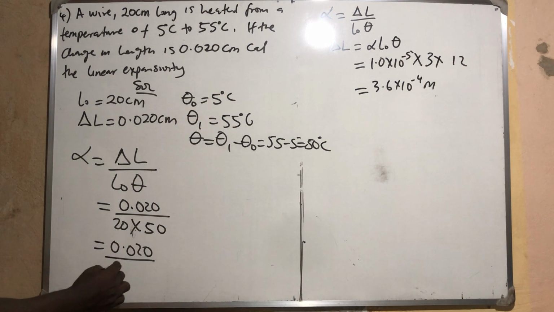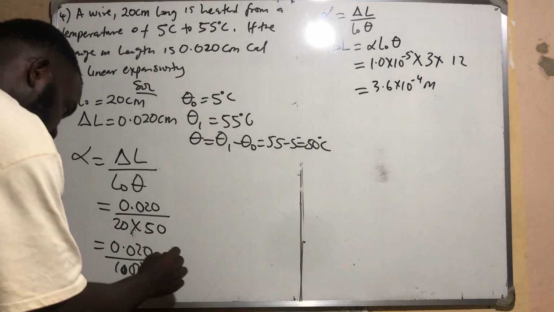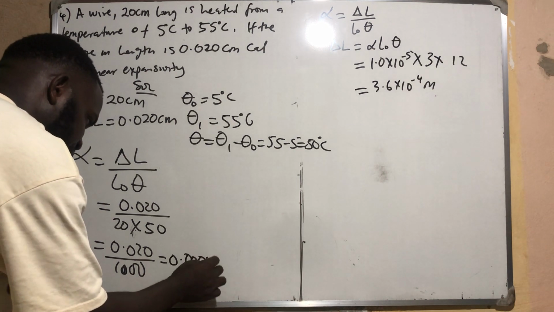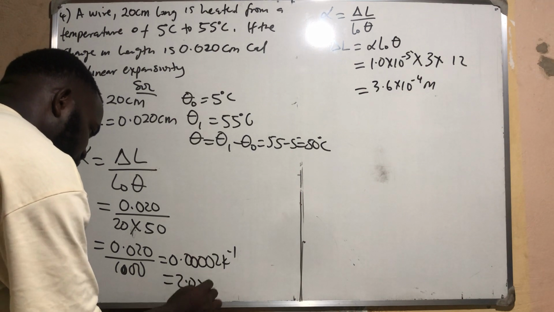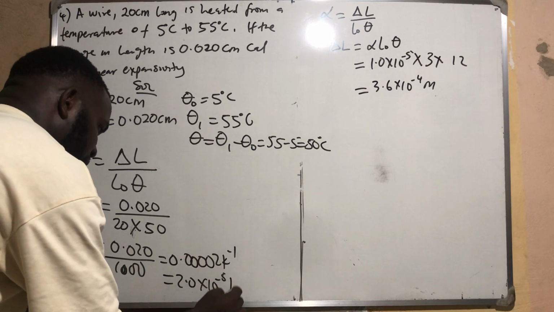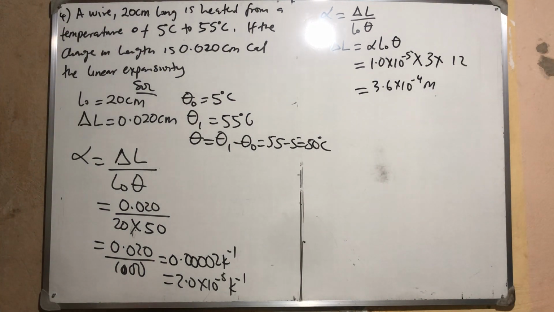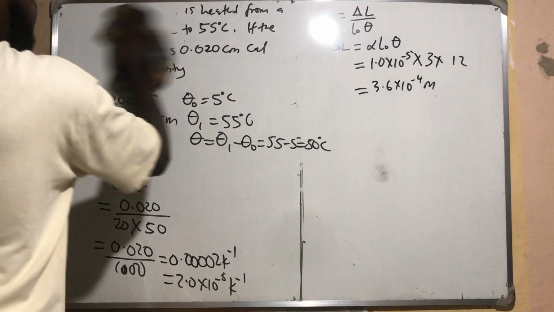So 0.020 all over 1000. If you divide that, you will have 0 point, how many zeros? 4. 1, 2, 3, 4, 2 per Kelvin, which is 2.0 times 10 raised power minus 5 per Kelvin. Okay, so we're going to solve the last question here before we enter area expansivity.